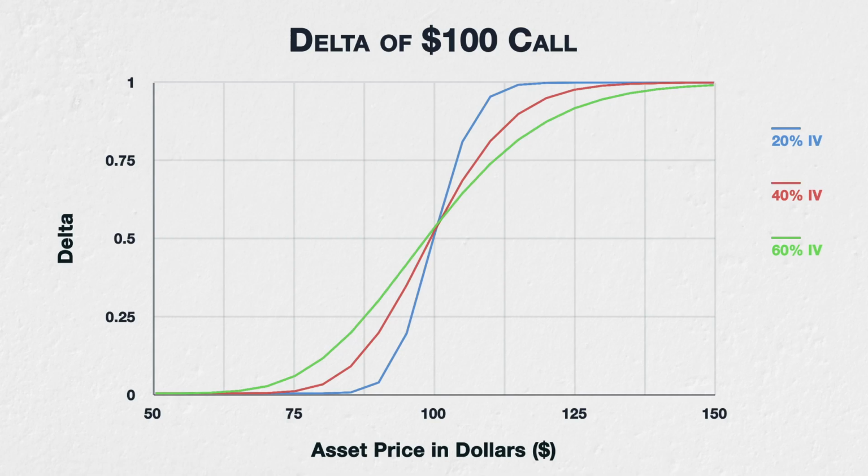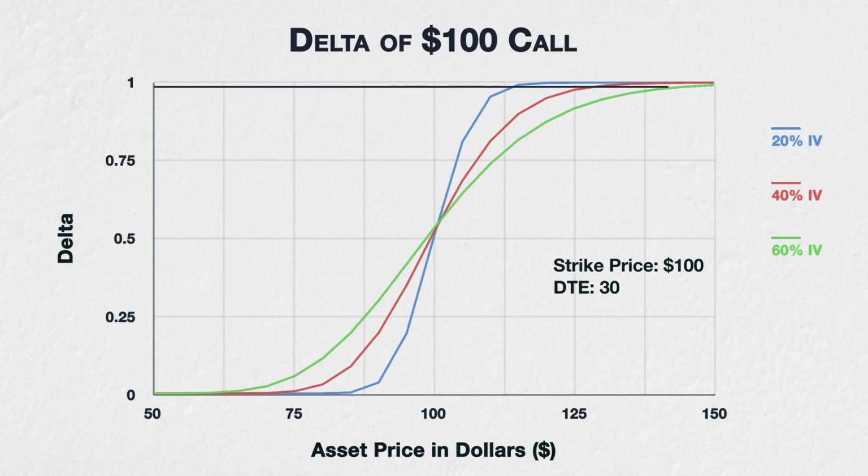Here we can see the same $100 strike call option with 30 days left until expiry. This time though, we can see IV levels of 20% in blue, 40% in red, and 60% in green. Let's look at what price the asset has to reach before the delta is greater than 0.99 for each of these IV levels. The delta of the $100 call is greater than 0.99 at the following price levels. With 20% IV, it's $115. With 40% IV, it's $130, and with 60% IV, it's $148.